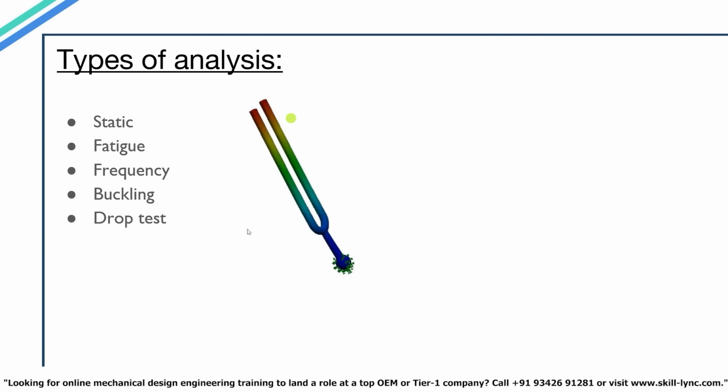Next is frequency analysis. Whenever any object is subjected to any force, there is vibration in the object, and every object vibrates at a fixed natural frequency. In certain types of problems, which we will look into in further sessions, it becomes important to know what the natural frequency of the object is. So to find the natural frequency of any model, frequency analysis can be used.